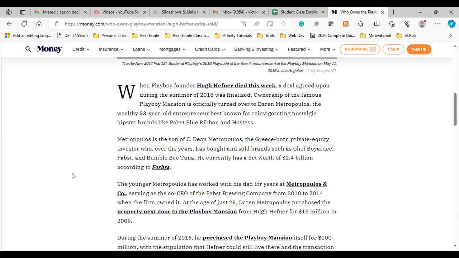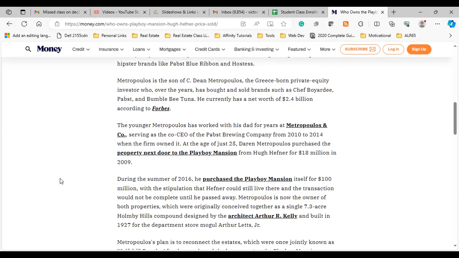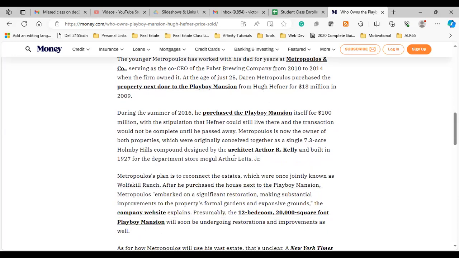Can you imagine? At the age of just 25, he purchased the property next door to the Playboy Mansion. So he lived there for a bunch of years, from Hugh Hefner for $18 million. Okay, so he bought the property next to the Playboy Mansion for $18 million. That's what that was about. And then he bought the Playboy Mansion for $100 million with a stipulation. He gives Hugh Hefner a life estate.